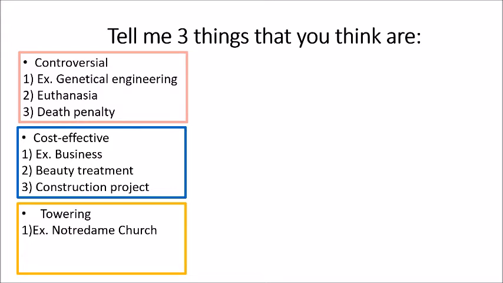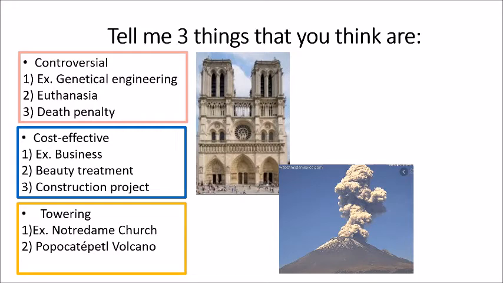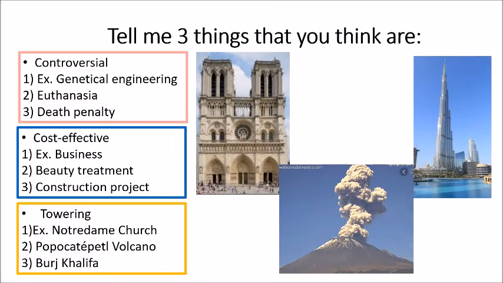We gave an example last class, which is Notre Dame Church. Another example would be, here's a picture of the Notre Dame Church. Another example is the Popocatépetl volcano. Here's a picture of a recent emission that they had. And number 3 is the Burj Khalifa, which is the tallest building that exists currently.